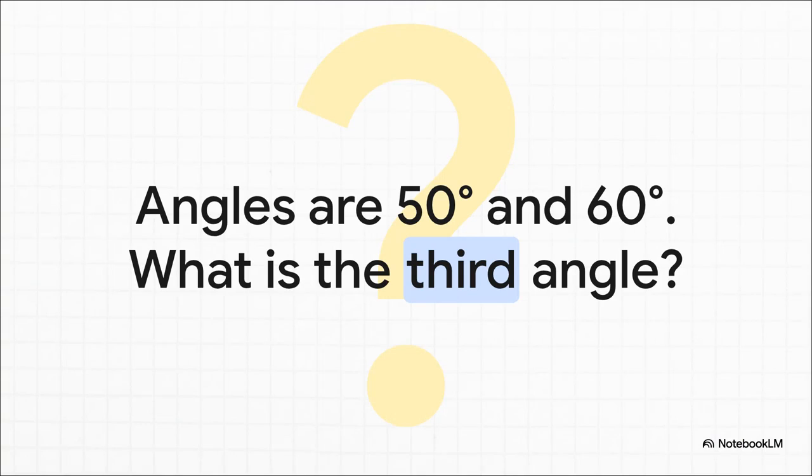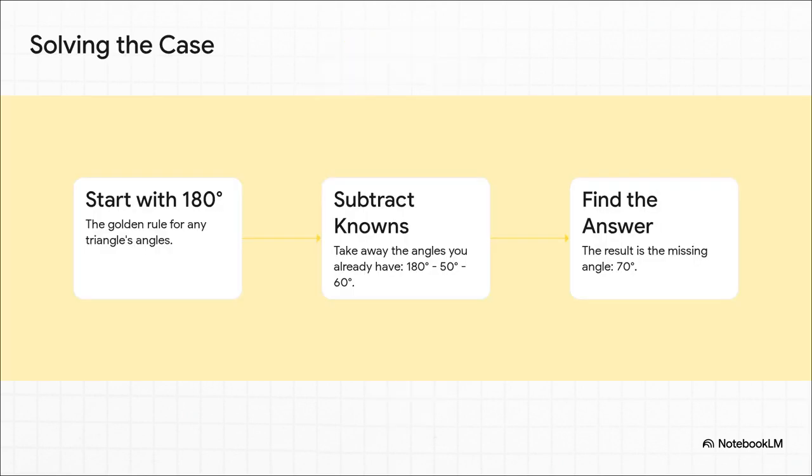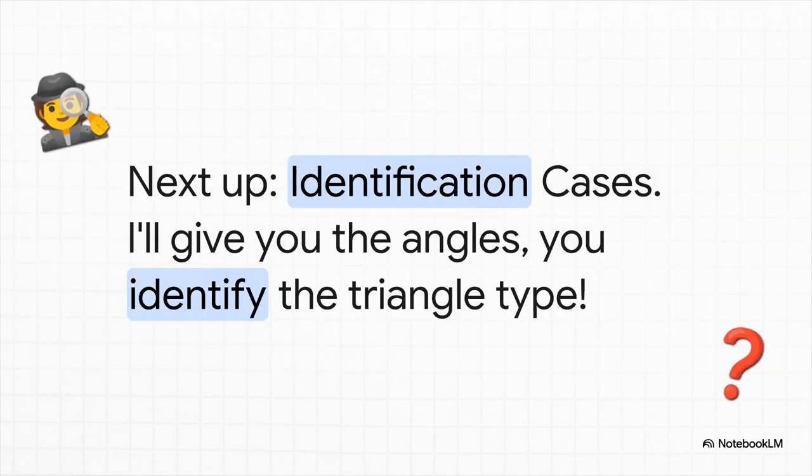All right, here's our first case. Picture this. We've got a triangle, but we only have two pieces of the puzzle. We know one angle is 50 degrees and another is 60. The question is, what's that third missing angle? How are we going to figure this out? Simple. We go right back to our master key, 180 degrees. That's our total. So we just subtract the angles we already know. 180 minus 50, that leaves us with 130. Then take that 130 and subtract the other angle, 60. And what do you get? 70. The missing angle has to be 70 degrees. See? Easy. Case closed. Nice work.